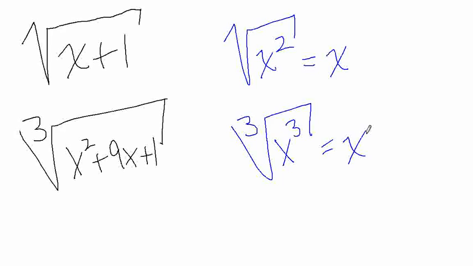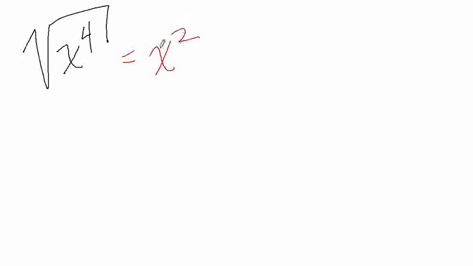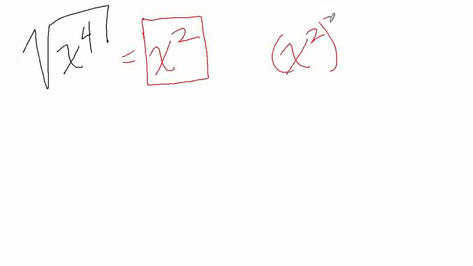Now, using similar reasoning, could you pause the video and simplify the following radical expression? What is the square root of x to the 4? So do that now, please. Okay, so the answer is x squared. And I hope you got that answer by noticing that x squared squared is equal to x to the 4.